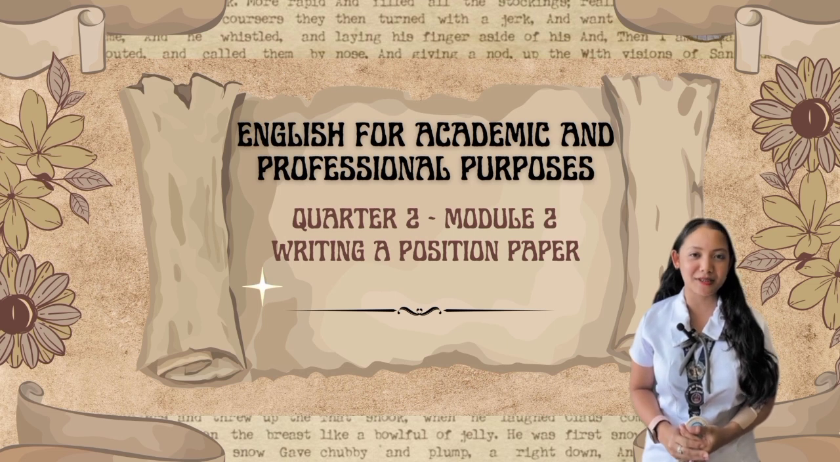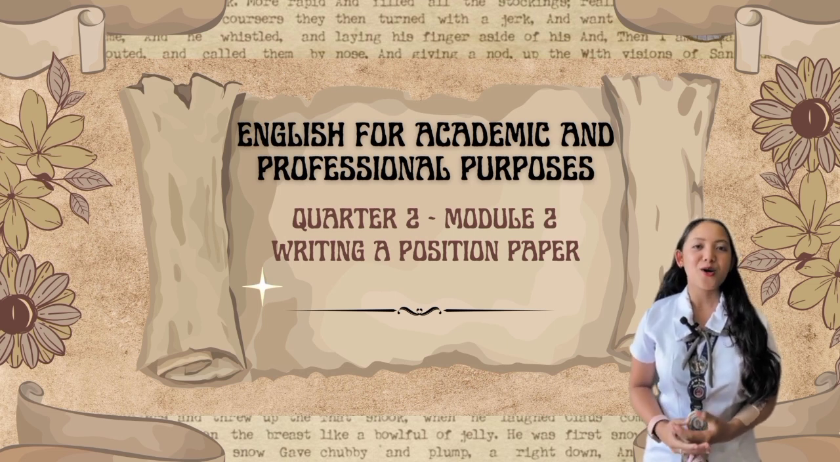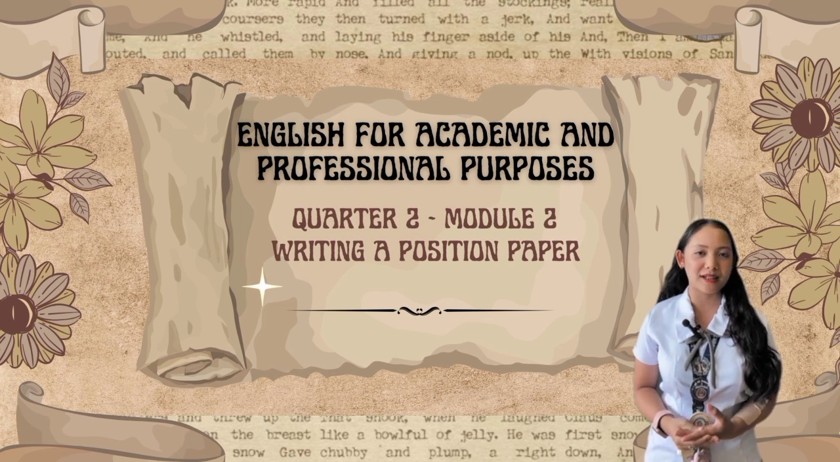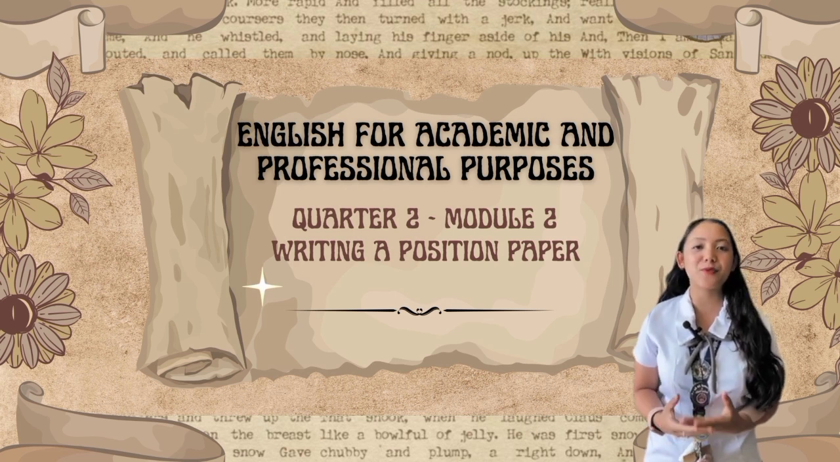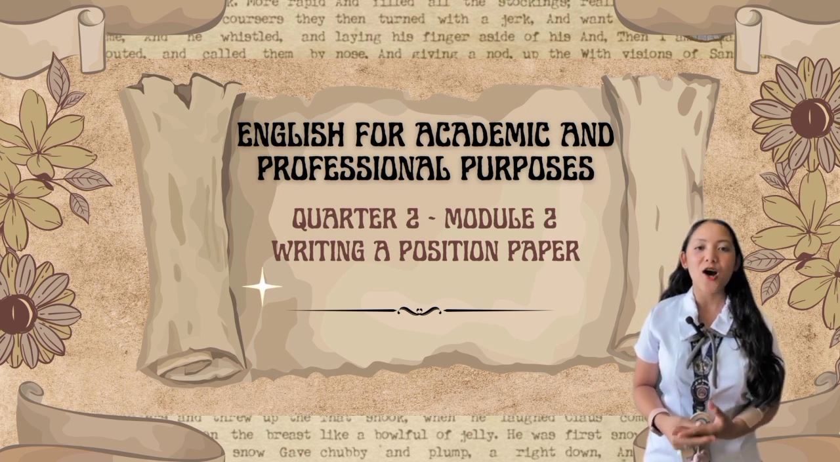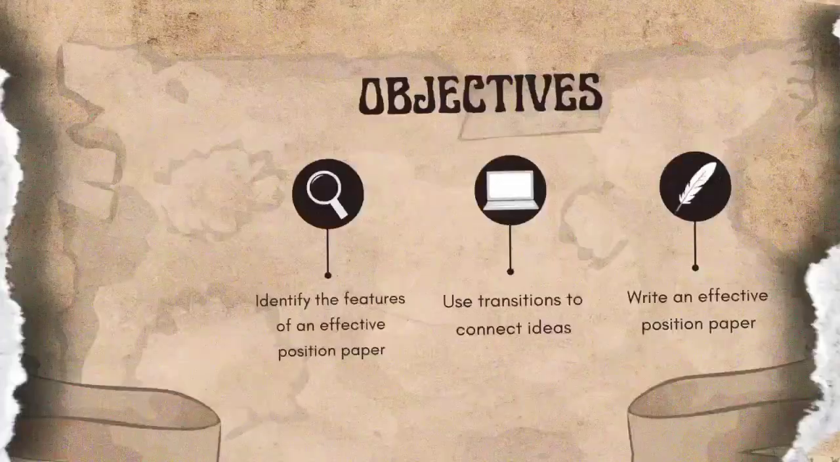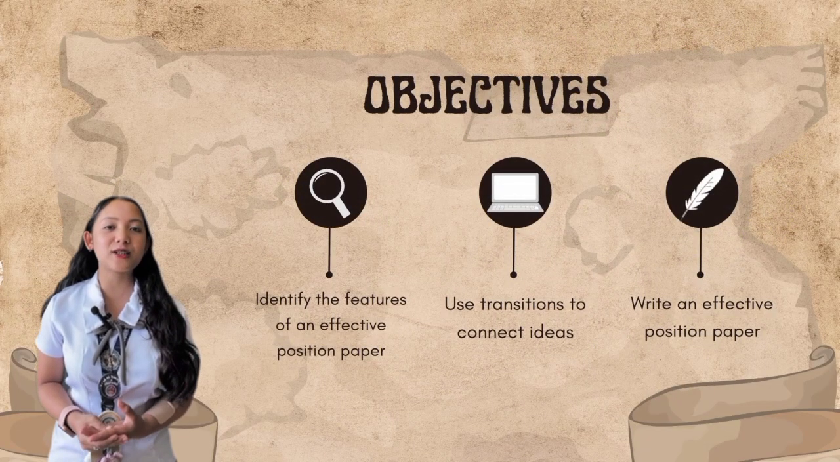Academic and professional purposes. Quarter 2, Module 2: Writing a Position Paper. In this module, we'll cover how to effectively express our arguments and perspectives on significant issues through a structured and well-reasoned format. Let's jump right in and explore the key concepts and components of this exciting module. Let's now focus on its objectives.